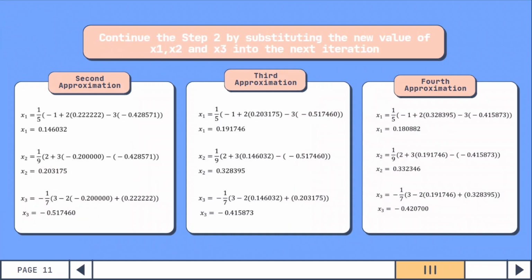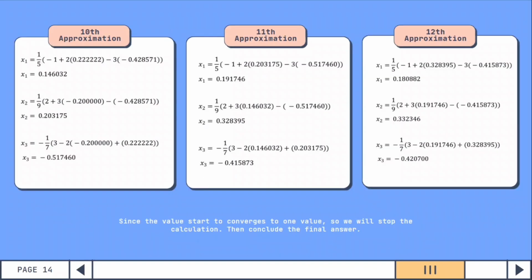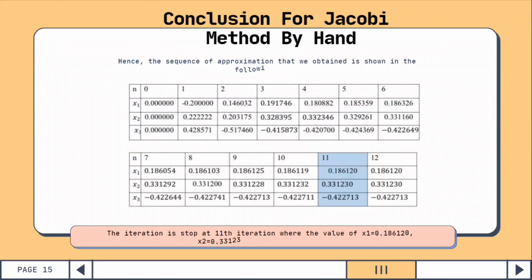Continue step 1 by substituting the new values of x1, x2, and x3 into the next iteration until the iteration converges. Since the values start to converge to one value, we will stop the calculation and conclude the final answer. Hence, the sequence of approximations that we obtain is shown in the following table.